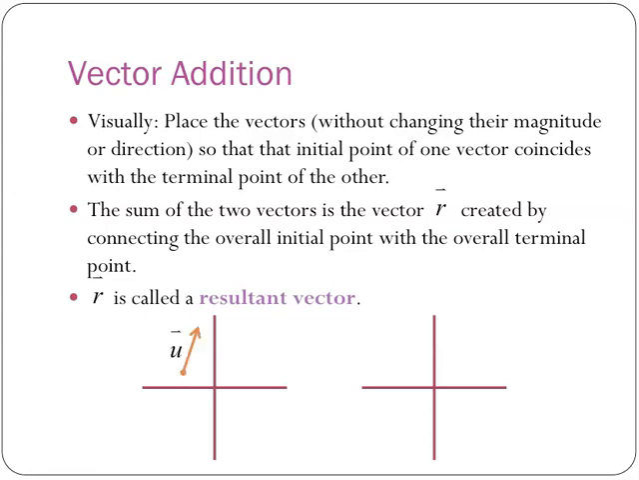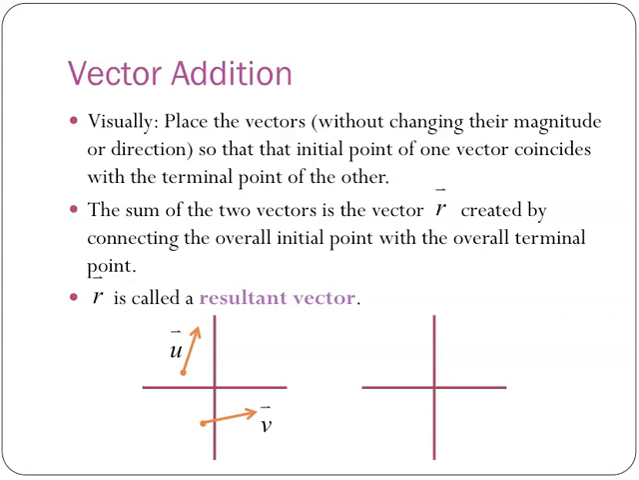So say, for example, you have two vectors here, u and v. Right now they're not connected in any way. But if I wanted to add these two vectors together, visually what that means is I take one of those vectors and I move it until the initial point of that vector is where the terminal point of the other one is. Now it doesn't matter which one you choose to move. In either case, you should end up with the same resultant vector.